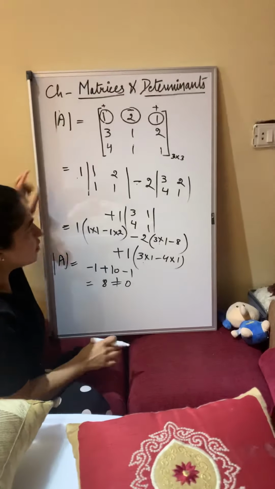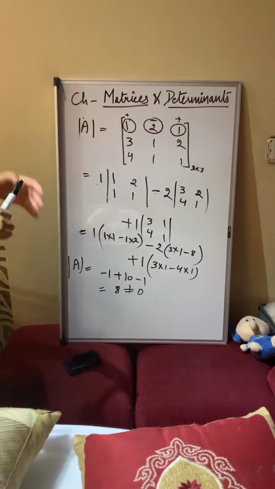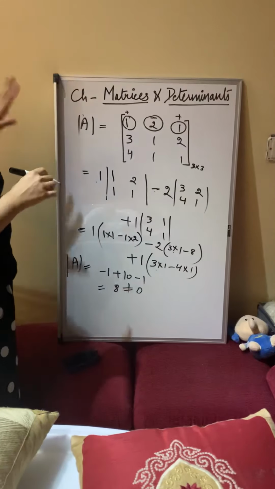So we can call it a non-singular matrix, and this matrix will have a unique solution. Coming to the next part.